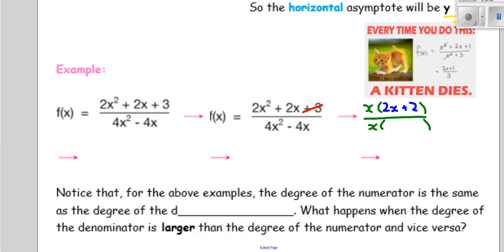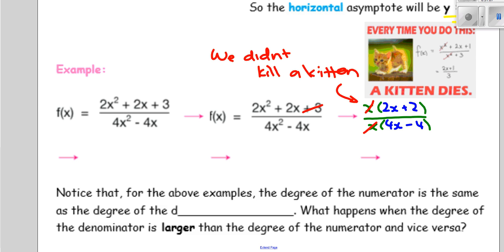Plus 4 subtract 4. See how x is a factor of the numerator and the denominator, so we can cancel down. We haven't killed a kitten. And it doesn't matter if you didn't take out the 2x yet, because it's going to cancel down later anyway.